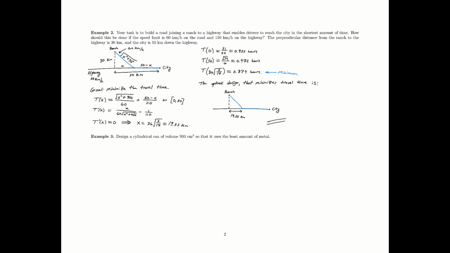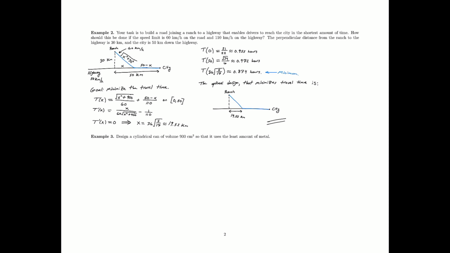All right, the next example we have, example 3, is to design a cylindrical can with a fixed volume of 900 cubic centimeters so that it uses the least amount of metal. So we essentially want to minimize the surface area if we wanted to use the least amount of metal.